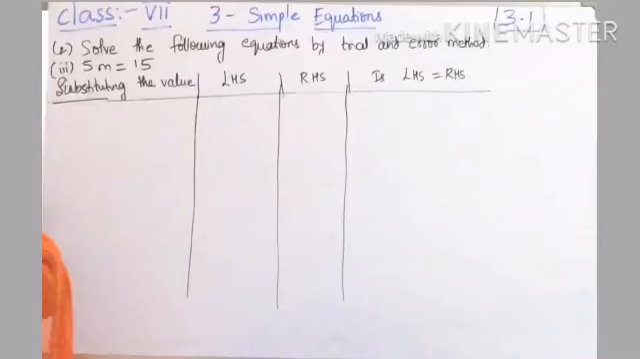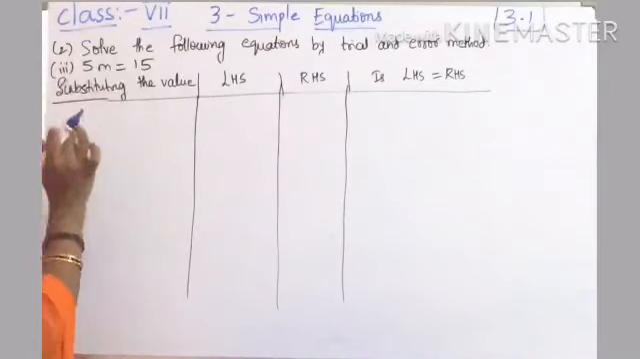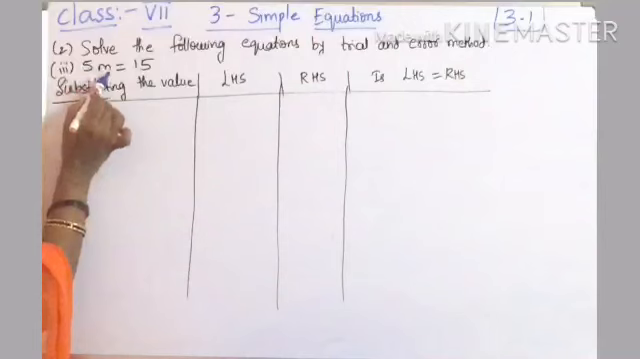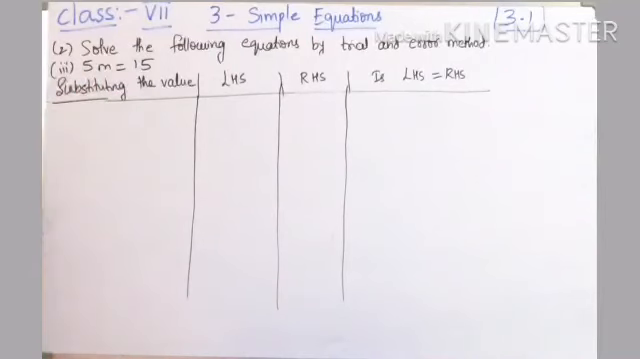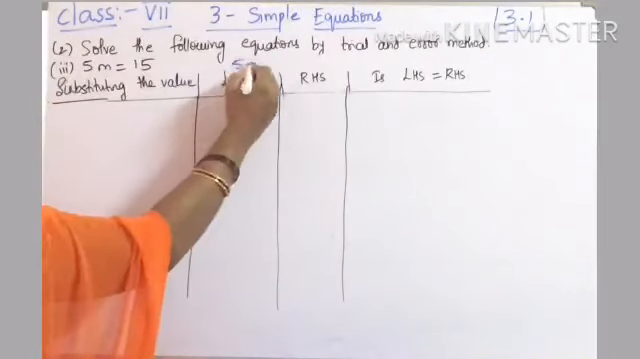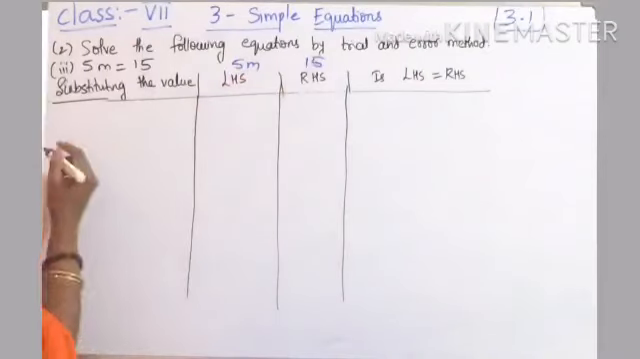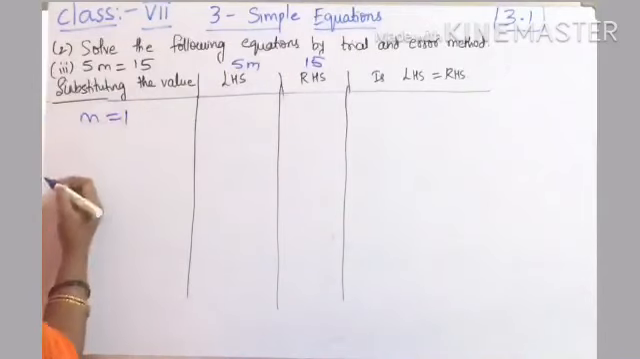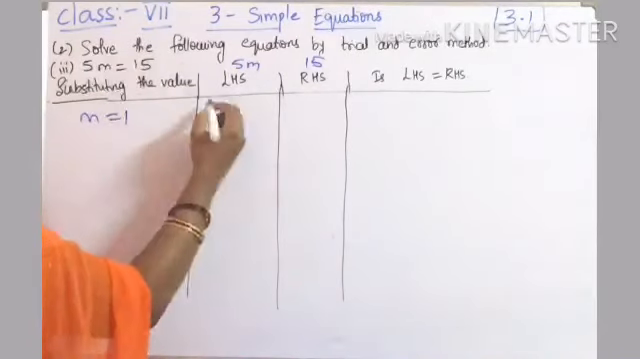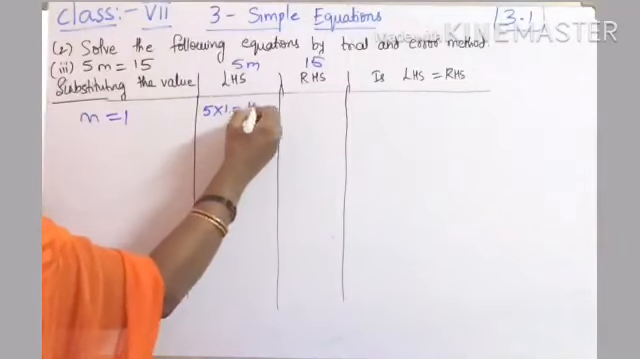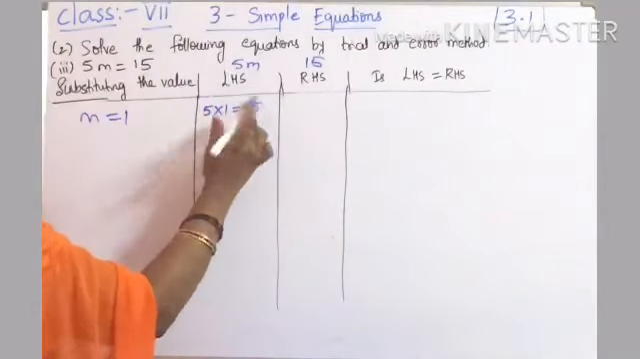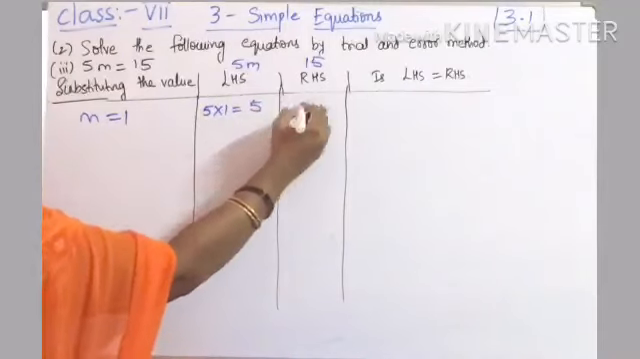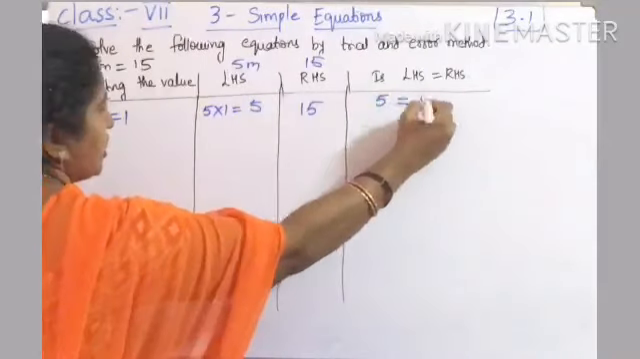5m equal to 15. Here 5m is what, children? 5 into m. So for 5, what do we have to multiply so that you are going to get 15? You know 5 into 3 gives you 15. 5m is nothing but 5 into m. So LHS is 5m here, RHS is 15, right? Now I am going to take values. Here m you can take 1, right? Substitute in place of m 1. So 5 into 1 is how much? 5. RHS is 15. Is LHS equal to RHS?